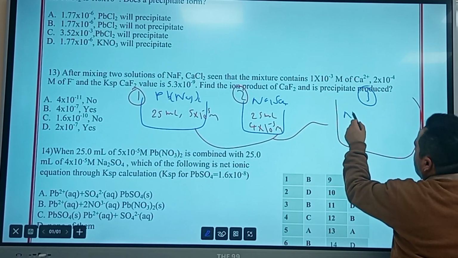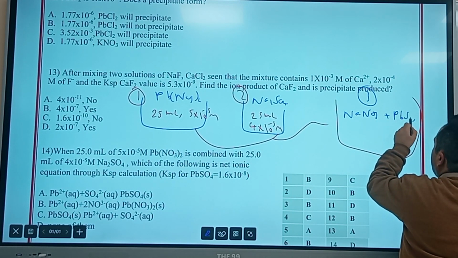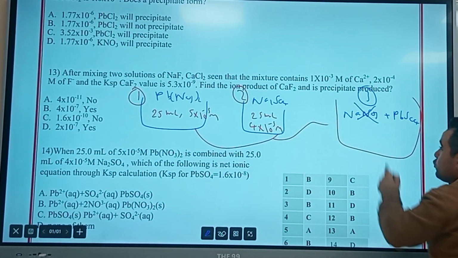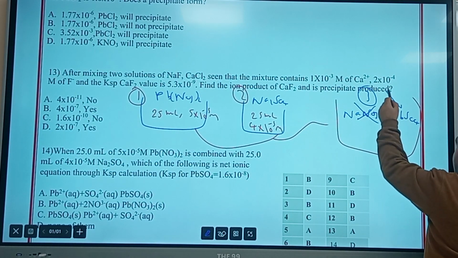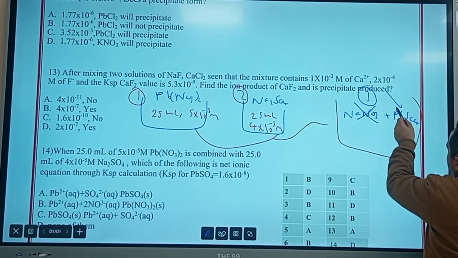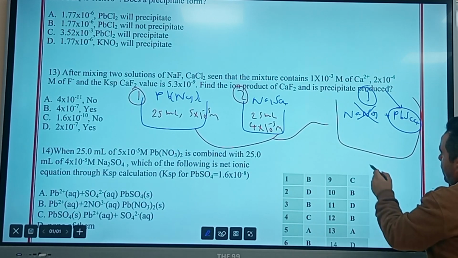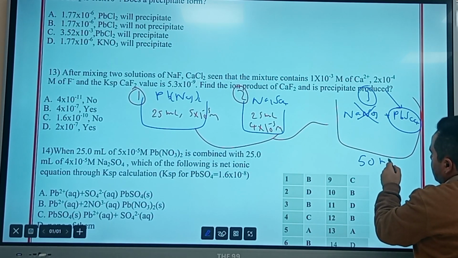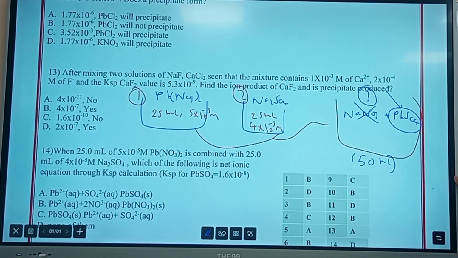Two salts: NaNO3 plus PbSO4. We will not calculate the IP for NaNO3, we just calculate it for PbSO4. Why? Because PbSO4 has a possibility to be a precipitate. So the third solution is equal to 50 milliliters, because 25 plus 25 equals 50.